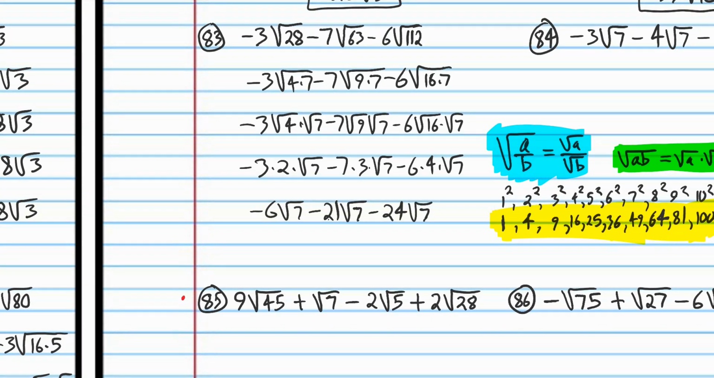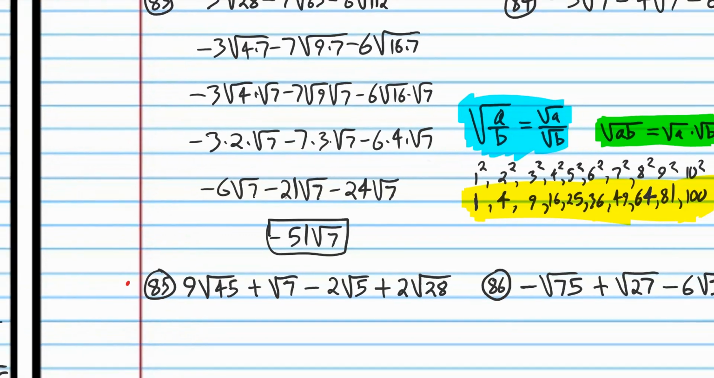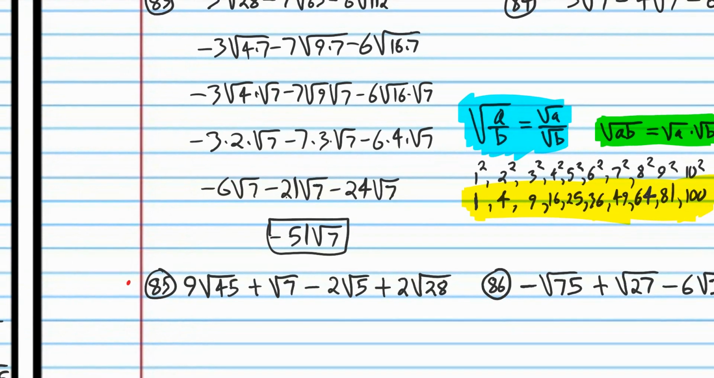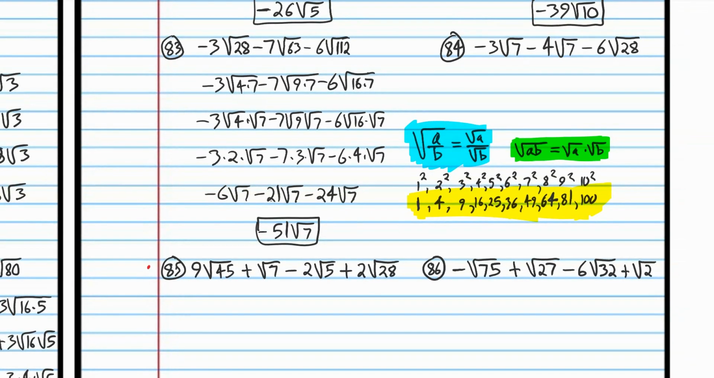All right, let's just double check. Everything looks right. Combine. Negative 51 root 7 is what I got. So if you got that answer, good job. Make sure your negative is nice and dark there. There we go.